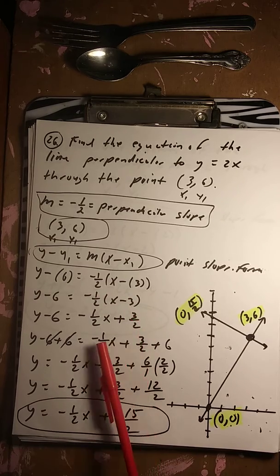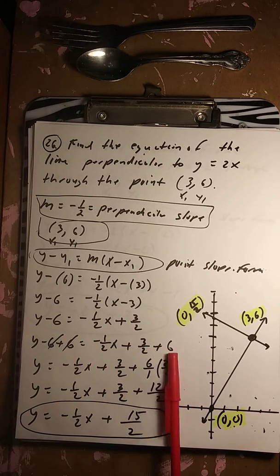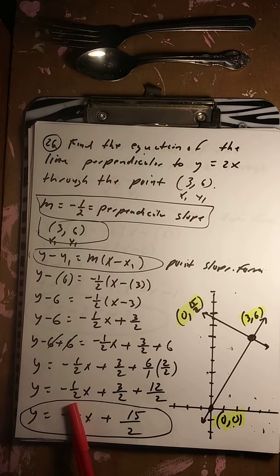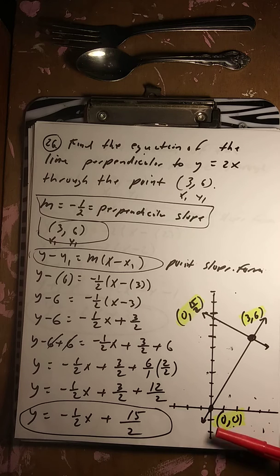That's why it's positive. Now, add 6 to both sides. Well, I can't add these two guys. So I'm going to get same denominator. Times 2 times 2. So now I have negative 1/2 x, 3/2 plus 12/2. 3/2 and 12/2 together is a 15/2. So y equals negative 1/2 x plus 15/2. And again, I got some points and I graphed them. There they are. Perpendicular means there it is.